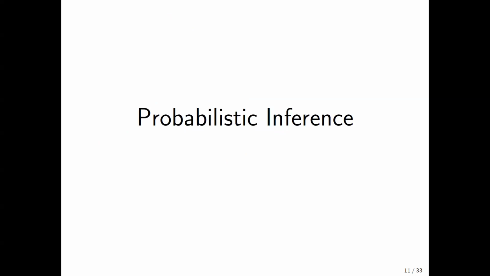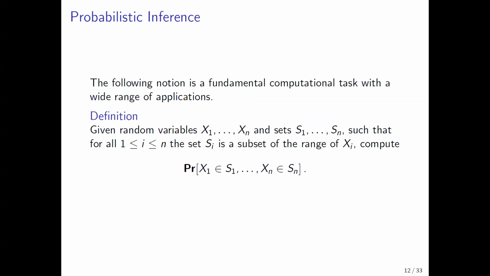Now let us see what kind of notion of probabilistic inference we use. The notion that we use is as follows. Given some random variables, x1 through xn, and sets s1 through sn, such that si is a subset of the range of xi, compute the following cylinder probability, where x1 is in s1 through xn is in sn.